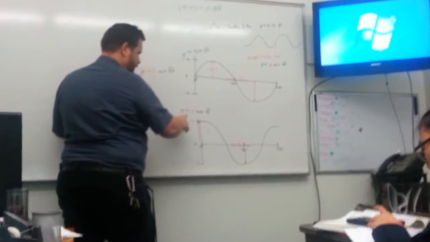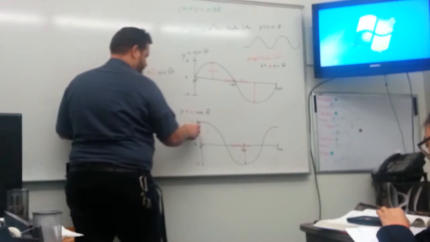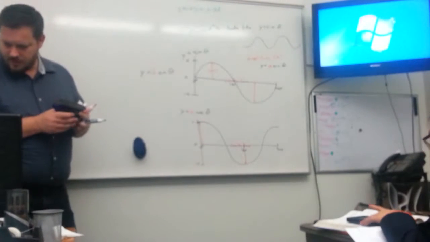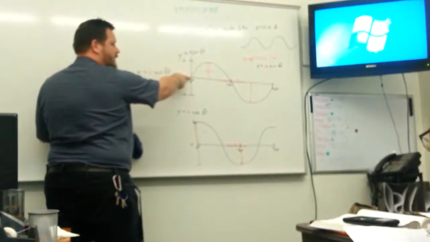This graph here would be y equals 1 cosine theta. If I change this... I don't get how you tell whether it's sine or cosine. At the y-axis, where your angle is 0, does it start in the middle going up, or does it start at the top going down?